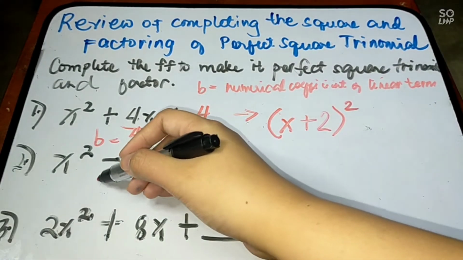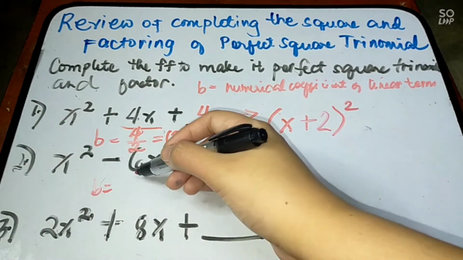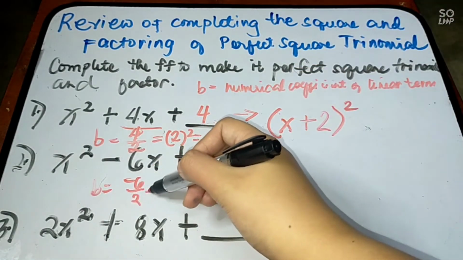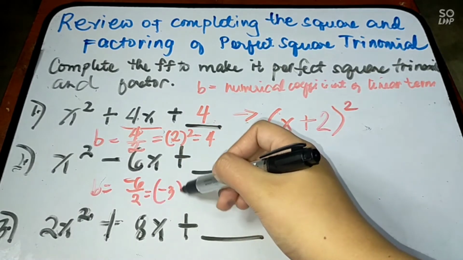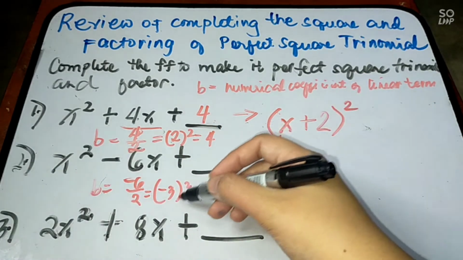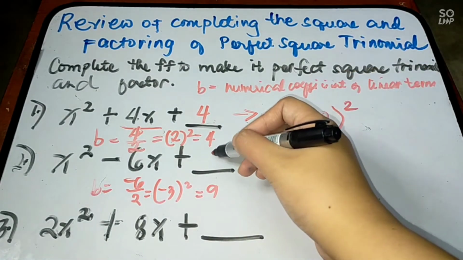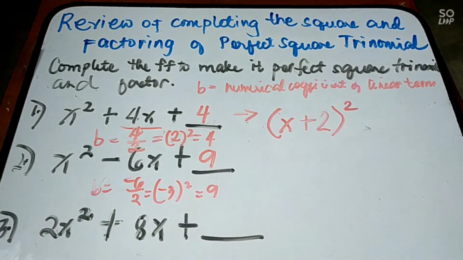Let us have number 2. Find b. What is b here? B natin is negative 6. We are going to divide it by 2. The answer here is negative 3. Then, we are going to square. What is negative 3 squared? The answer is 9. We're done. We are going to add here 9. So, that is the missing term.